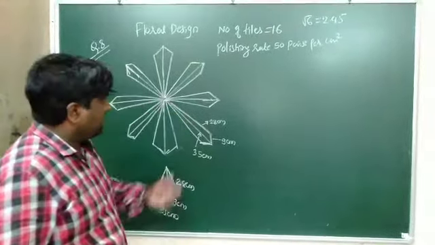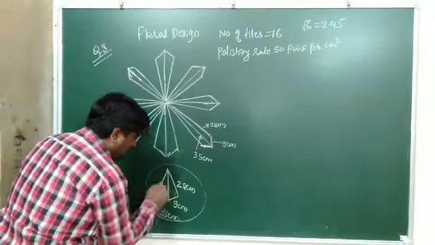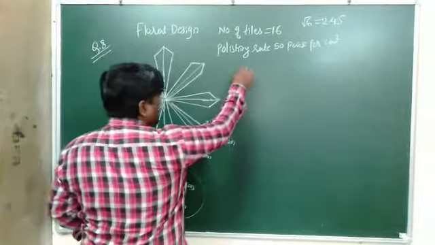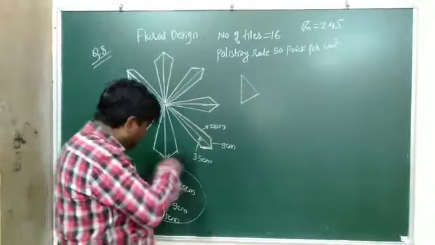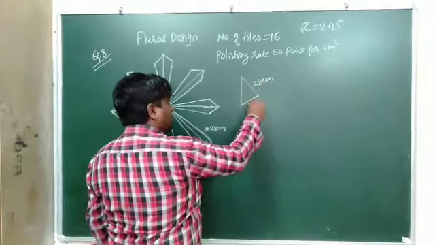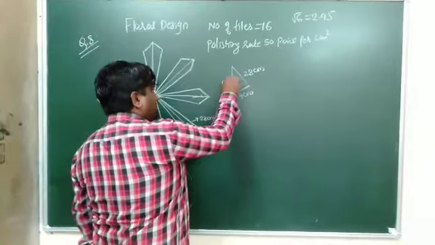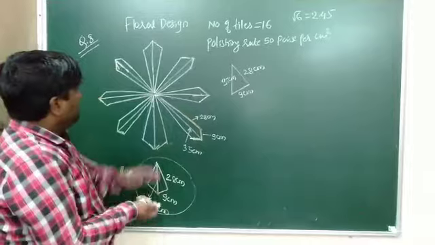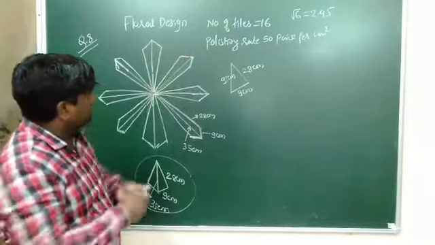The size of each tile: see, each tile is a triangle. So this is 28 centimeter, 9 centimeter. The dimension of the tile he has given is 35 centimeter. See, so this is 35. The middle dimension is 35.